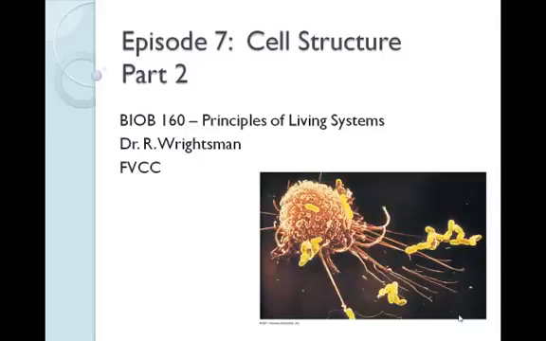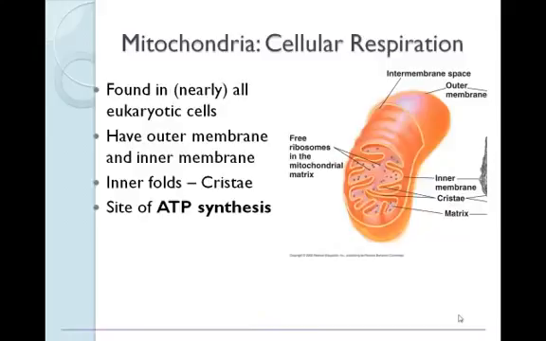In this episode, we'll continue our tour of cell structure. So let's get started. We'll continue our tour of the cell with a look at 3 important metabolic organelles: the mitochondrion, the chloroplast, and the peroxisome.